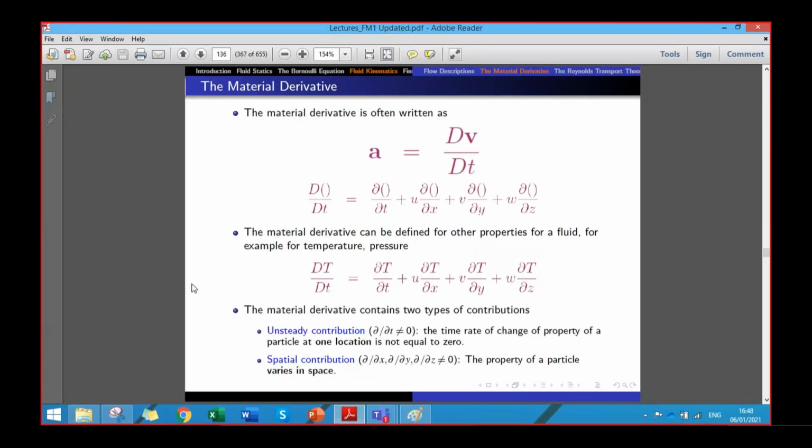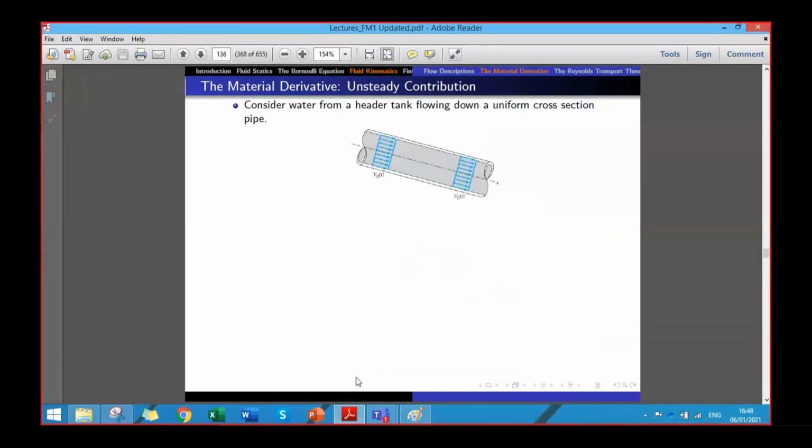So partial by partial t is also called the unsteady contribution. The time rate of change of the property of a particle at one location is not equal to 0. And the other contribution is called the spatial contribution. We discuss it with the help of two examples.